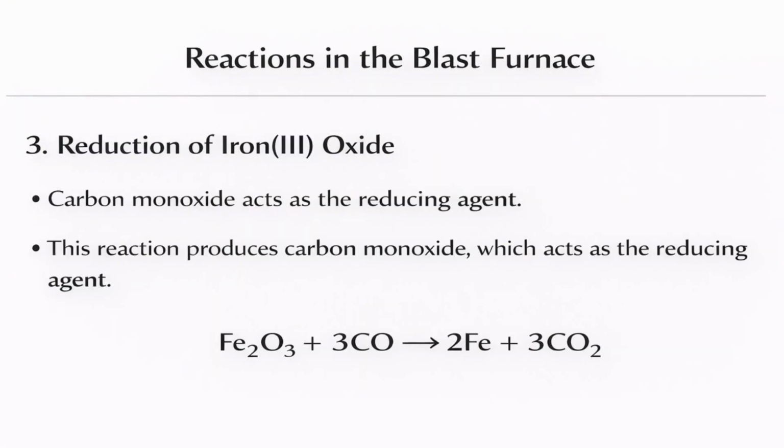Now, the most important reaction in the blast furnace takes place. Carbon monoxide acts as the reducing agent. It removes oxygen from iron-3 oxide, producing iron metal and carbon dioxide. This process is called reduction because oxygen is removed from the iron ore.